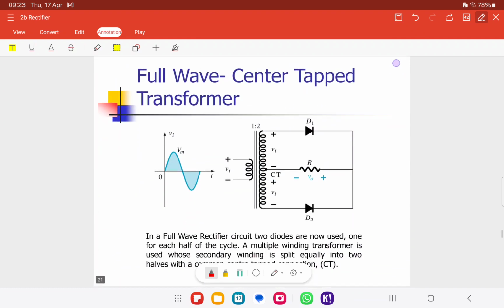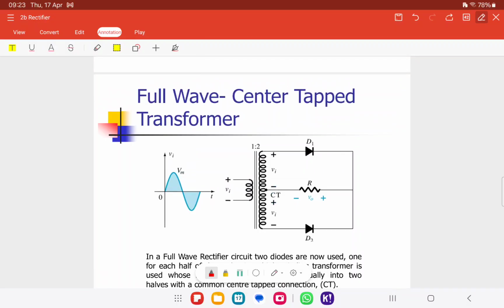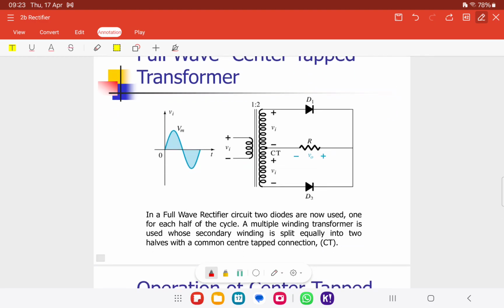Okay, so now we go to the second type of full wave. We have the center tap transformer. You guys usually learn about the transformer, right? Where? EPE, yes. So for the transformer, here we also have 2 diodes. This is the primary winding, this is the secondary, right?